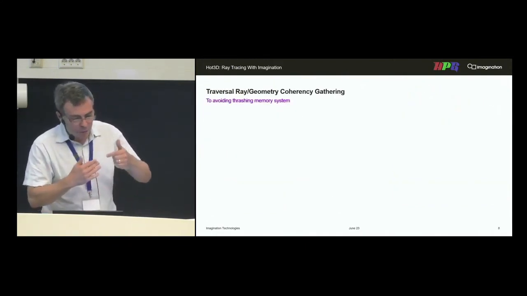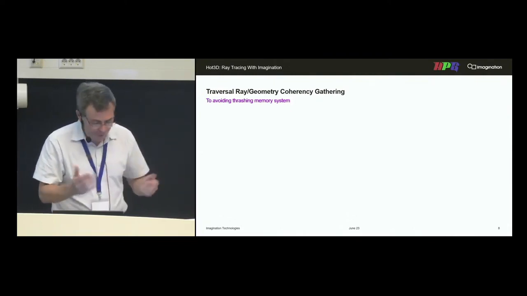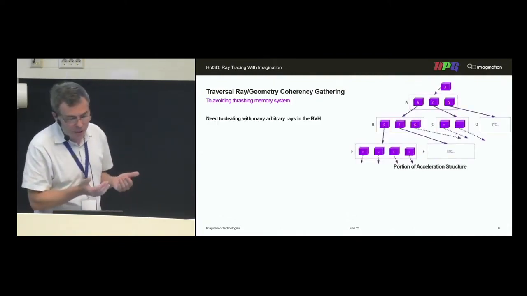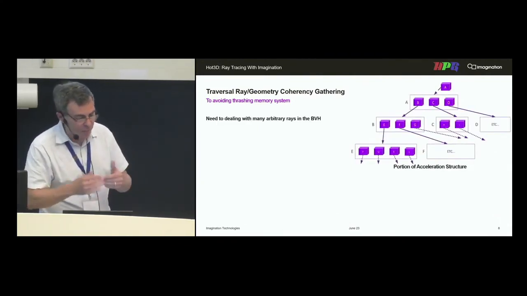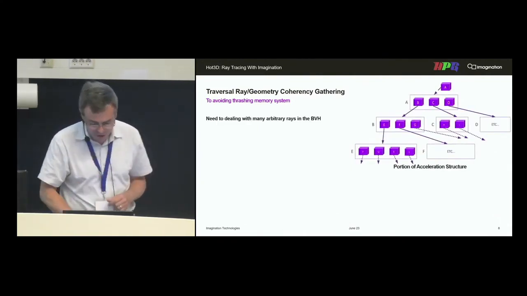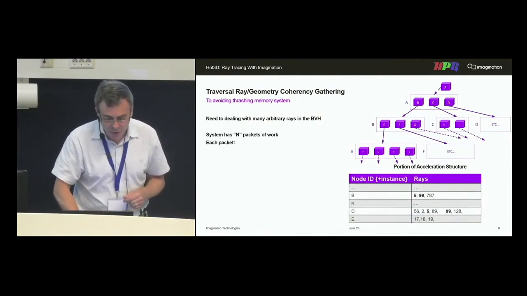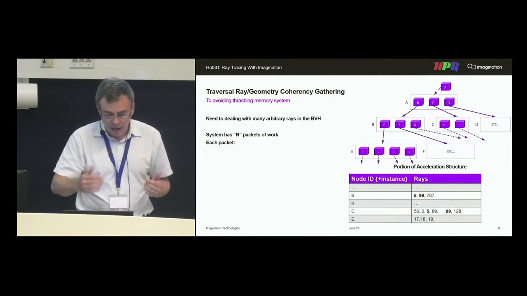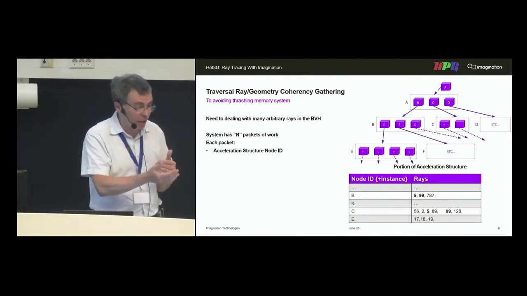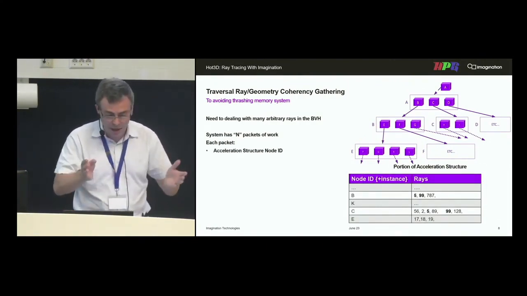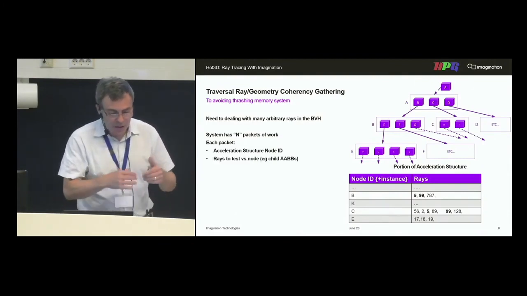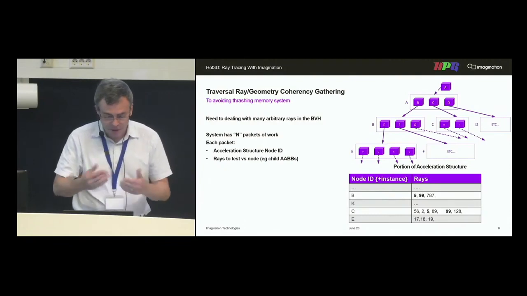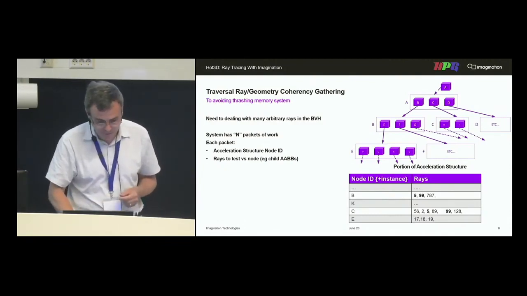Now we also have what we call coherency gathering, which avoids thrashing the memory system. If you consider your acceleration structure, your BVH, you need to be able to deal with completely arbitrary rays going down through it. So the system basically maintains n packets of work, where each packet has an acceleration structure node ID, where you are, plus a list of the rays that you want to test against the contents of that node, for example, AABBs.